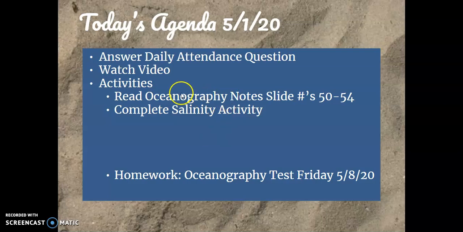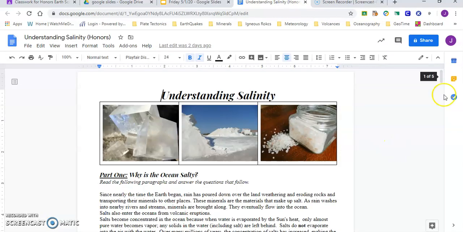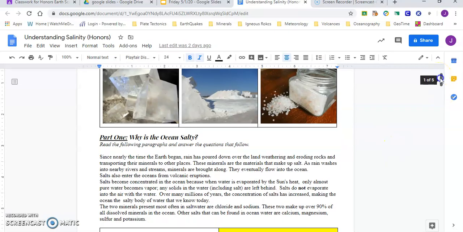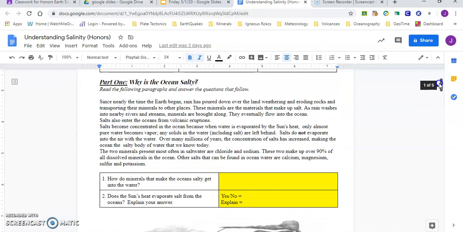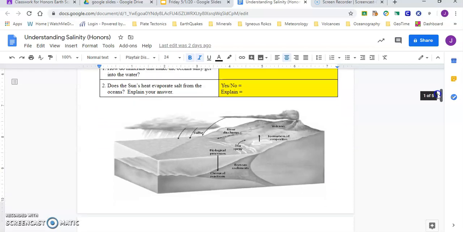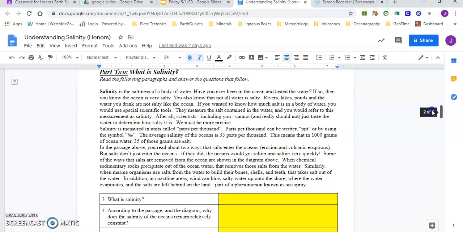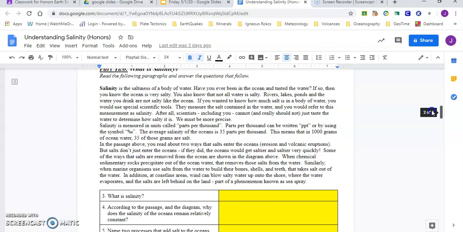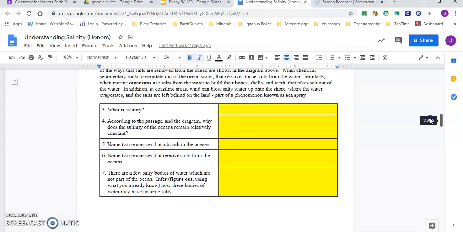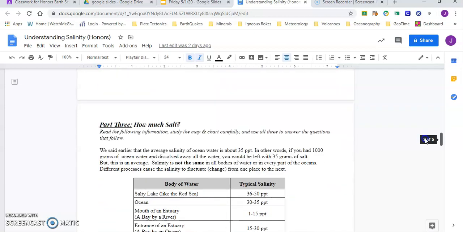All right, so with that being said, let me just show you guys the lab that you're going to be working on today. Let me open this guy up. Okay, so it's going to be all about salinity. There's four parts. So part one is a little bit about how the salt enters the ocean through the salt cycle, which you can see in that picture there. Part number two is kind of talking about what exactly salinity is, what the average salinity is in the oceans, and just getting familiar with that process.